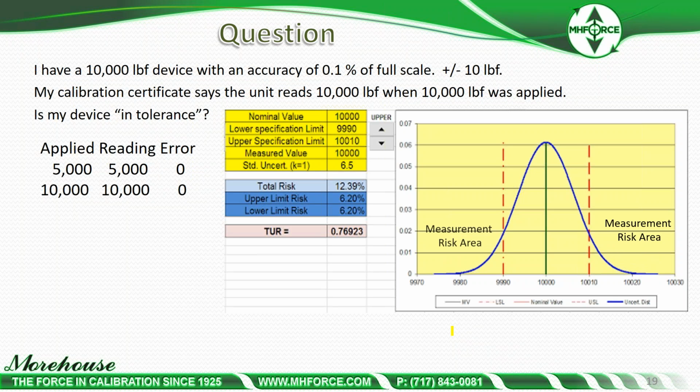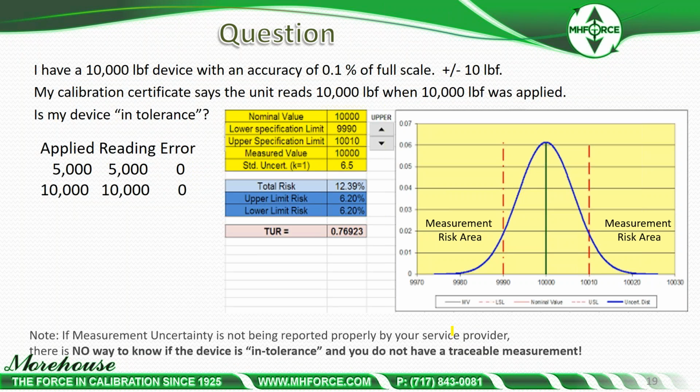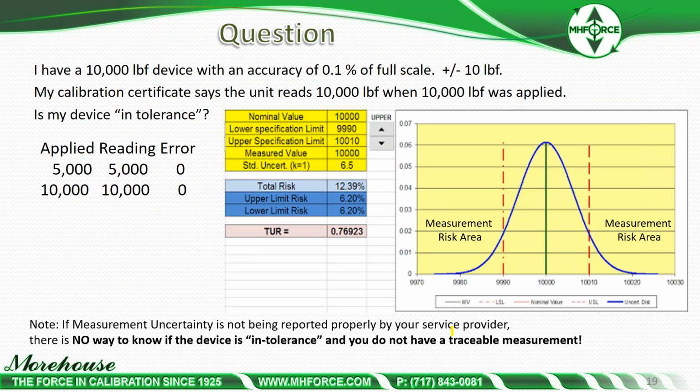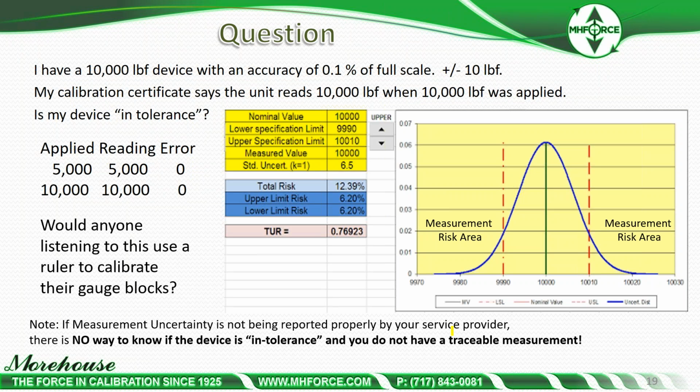So again, this is a case where the total risk is 12.39%, much higher than the 2% required to be in tolerance. So if the measurement uncertainty is not being reported properly by your service provider, there is no way to know if the device is in tolerance, and you do not have a traceable measurement. So again, if you have a cal cert, regardless of what parameter you're in, the uncertainty of the reference needs to be reported. And this scenario I liken to using a ruler to calibrate a gauge block. It's not feasible. You can't get the answers you want.